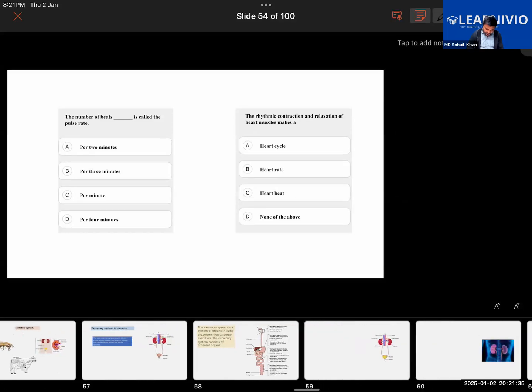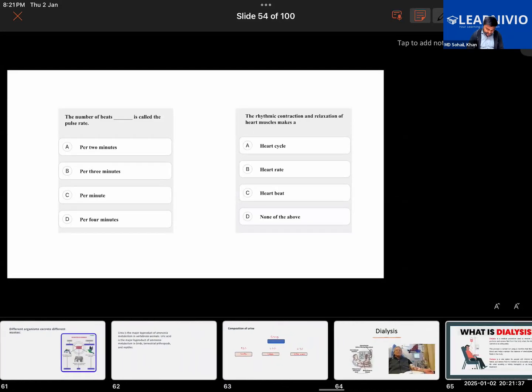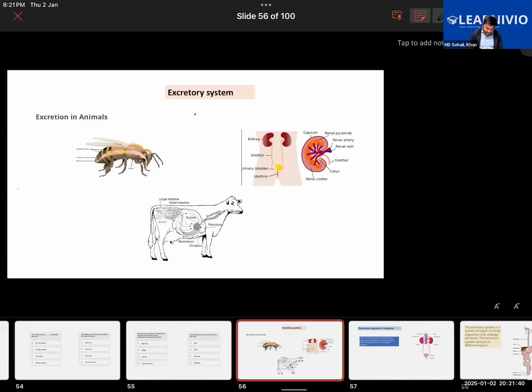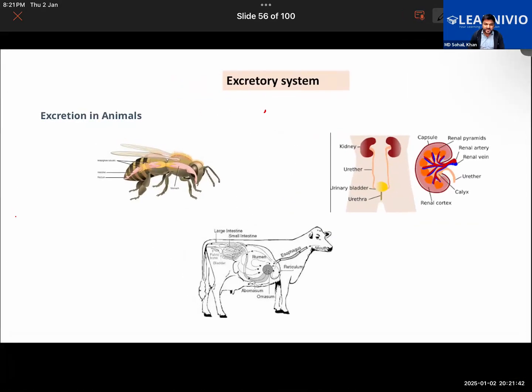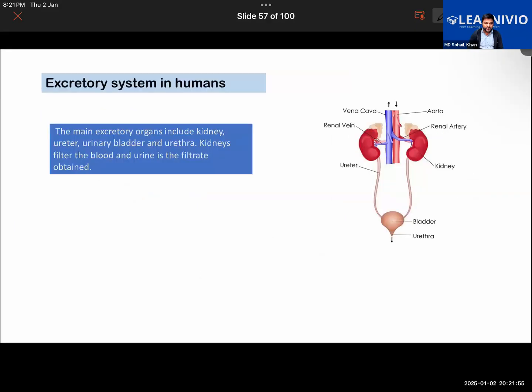I think one more thing is left, the excretory system and dialysis. Talking about the excretory system, it is a system responsible for removal of waste materials produced in the body. Different animals have different kinds of excretory systems. Particularly, we'll be learning about the human excretory system and the cow's excretory system. The main excretory organs in the human include the kidney, the tube-like structure called the ureter, and the urinary bladder.